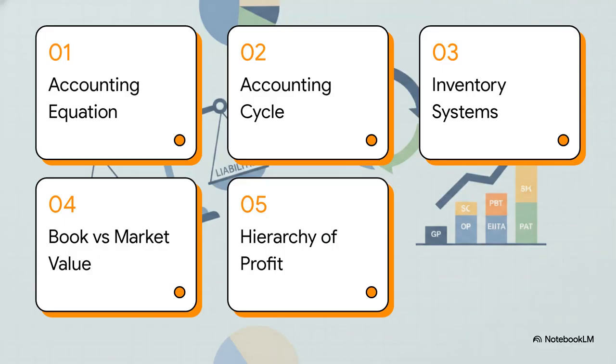Okay, let's dive right into today's agenda. We're taking a micro to macro journey. We'll start with 1. The accounting equation. Then 2. The accounting cycle. 3. Tracking inventory systems. 4. Book versus market value. And finally, 5. The hierarchy of profit. Let's get to it.